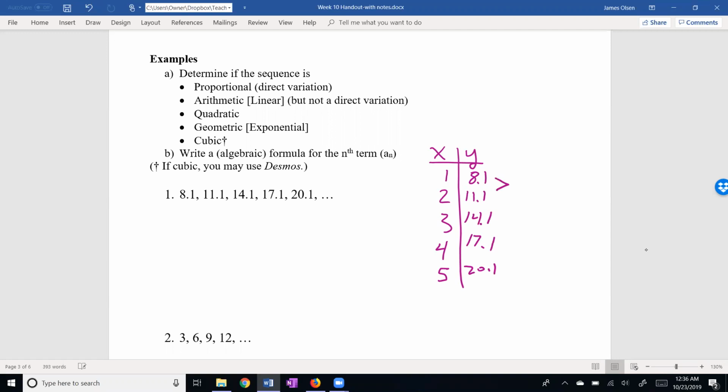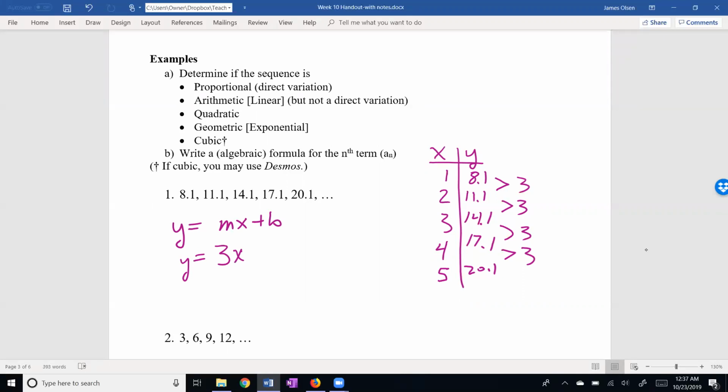If I look at my differences here, I'm getting a constant 3. This first row of differences is constant, which means it is going to be linear. It's going to be of the form y equals mx plus b. Not only that, but the common difference is my slope. So we're going to have y equals 3x plus something.